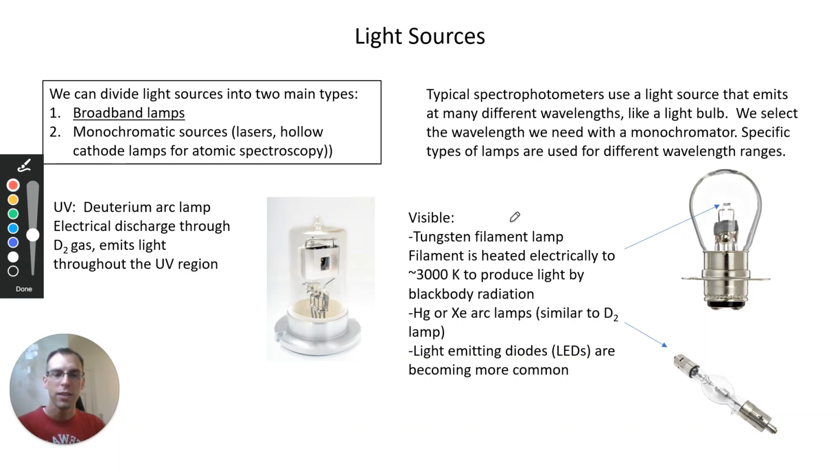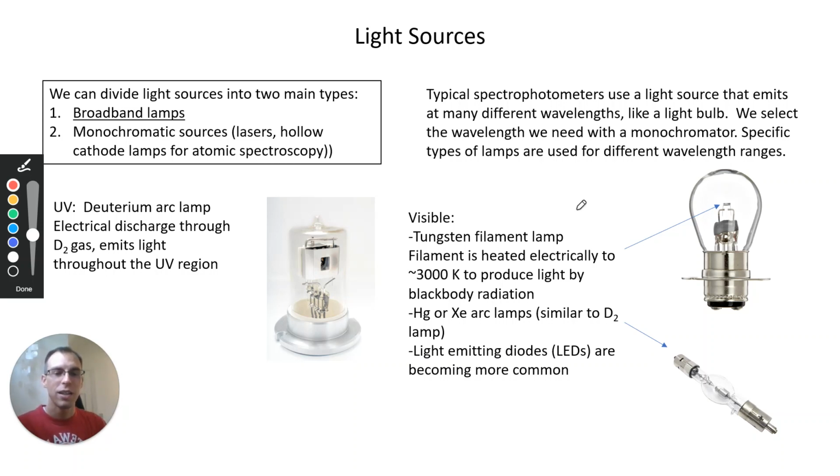For visible light, some of the most common ones are tungsten filament lamps. This is basically an incandescent bulb that you're probably familiar with from light bulbs in your house, though they're becoming much less common than they used to be because they're pretty energy inefficient. So they've been replaced by fluorescent lights, or more recently, light-emitting diodes.